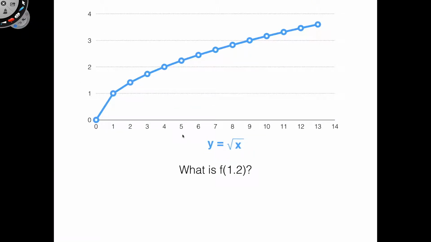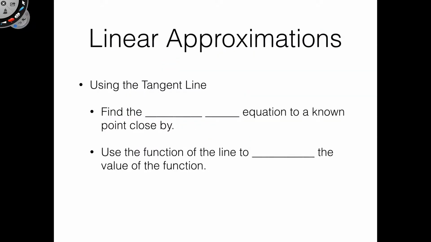So just to give you a little picture of what we're trying to solve here, let's consider the function y equals square root of x. And let's say we want to figure out what f of 1.2 is, okay? So let's just plot that over there. And if we want to figure out what that is, obviously we don't know that off the top of our head, right? So we're going to need to use some kind of linear approximation to get a good idea of what that might be. Okay, so here's how we do that.